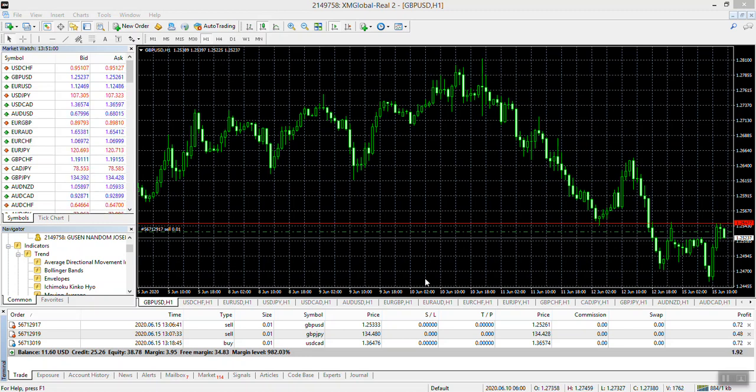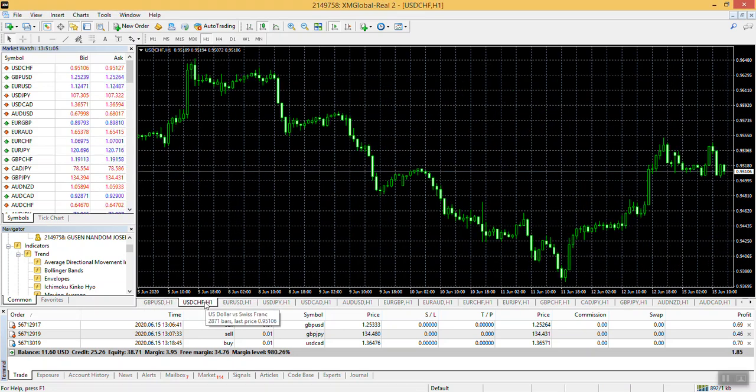Now the first thing I'm going to show you is, let's go to USD CHF. Let's use this for the demonstration. I told you that the first thing you should notice is a pattern. If you cannot see a pattern, then it's obvious that you're not going to make money. If you also cannot see the strength and the weakness of a currency, then you should know that you are also not going to make money.